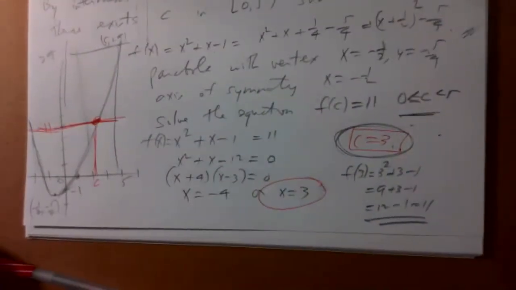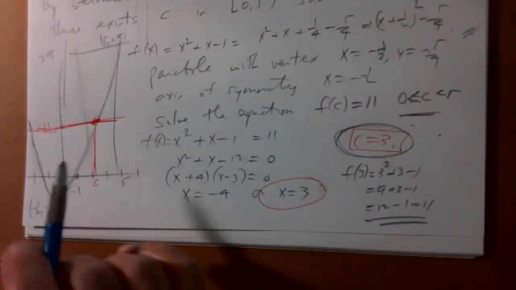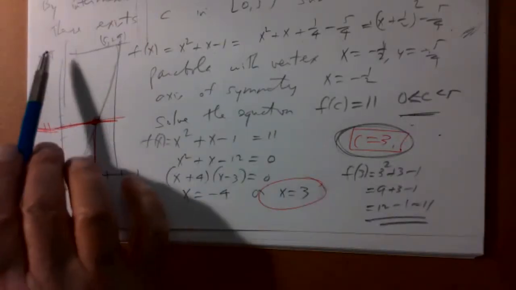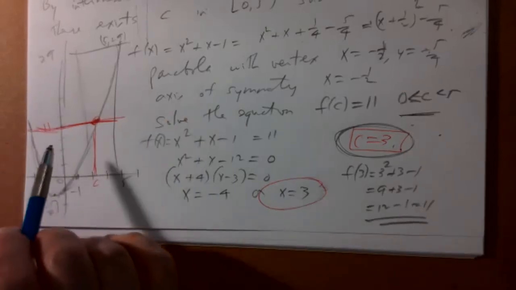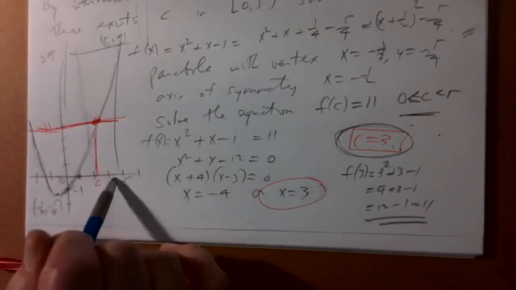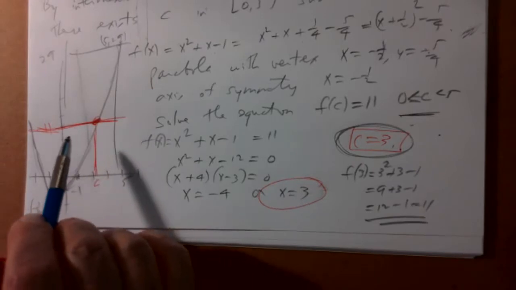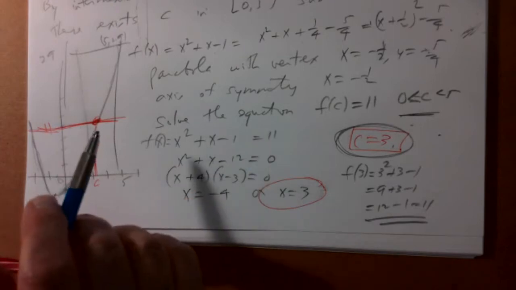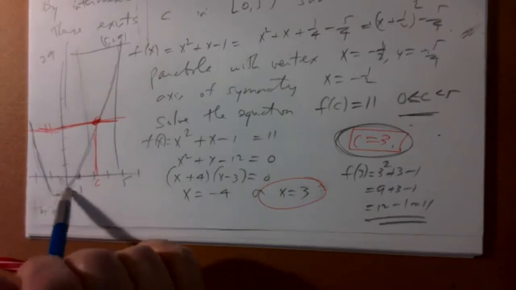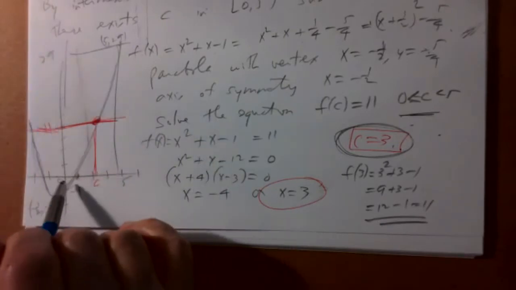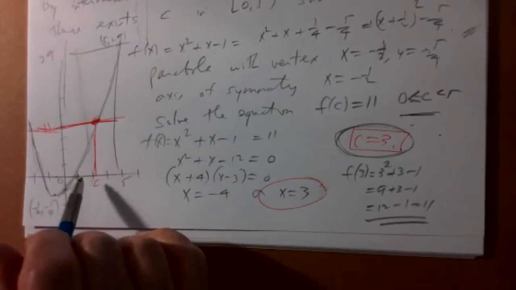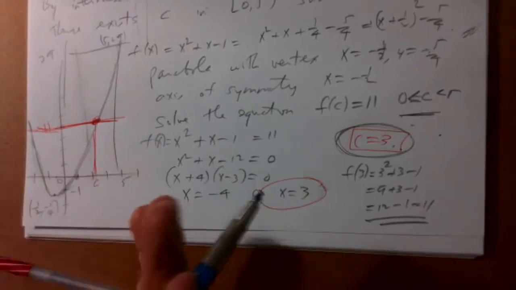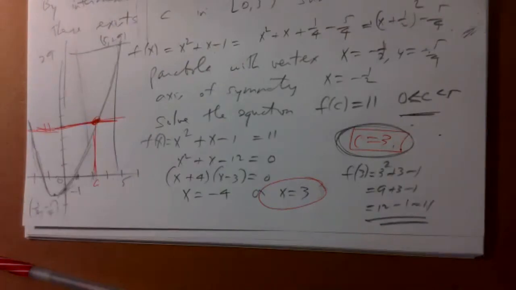And the theorem says that for every number k between minus 1 and 29, there is a value of c in the interval from 0 to 5 where f of c equals that number k. For example, choose k equal to 11. Choose any number. For any number between minus 1 and 29, there's a number c between 0 and 5 where f of c equals that number. So 11 wasn't a guess. It was part of the statement of the problem. Okay. Thank you.